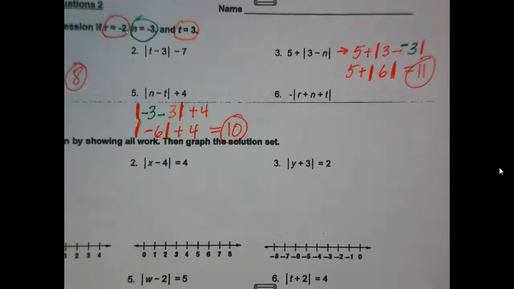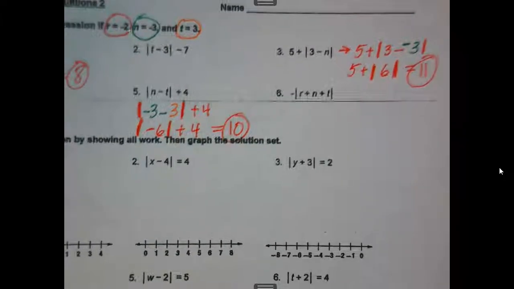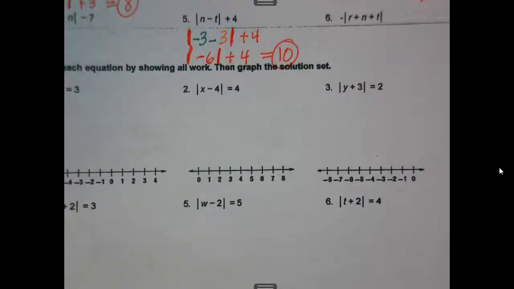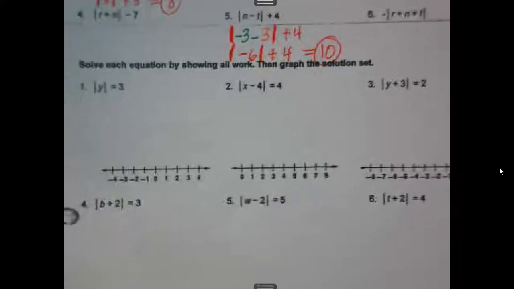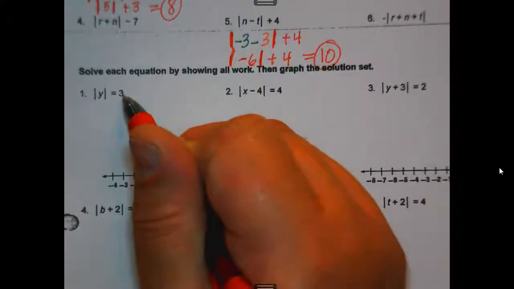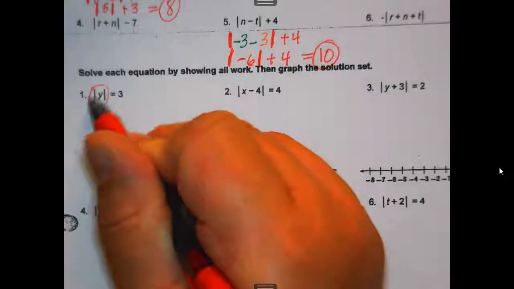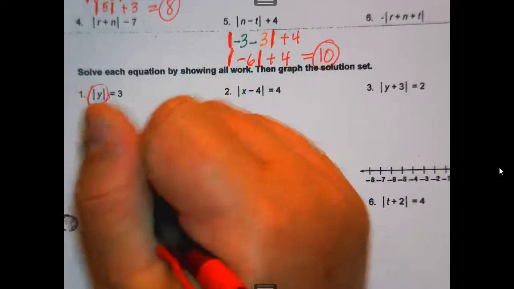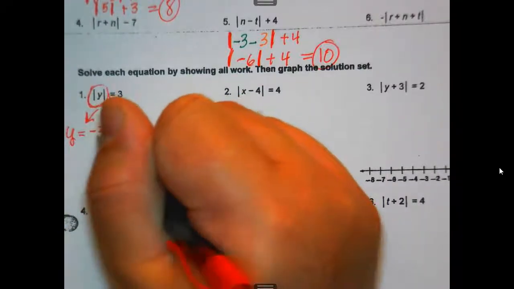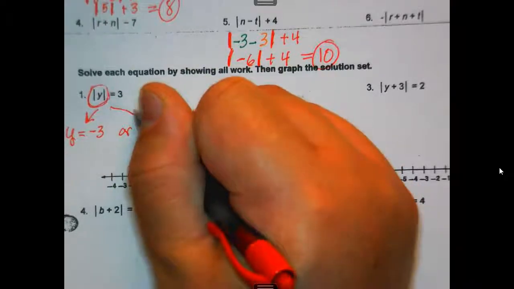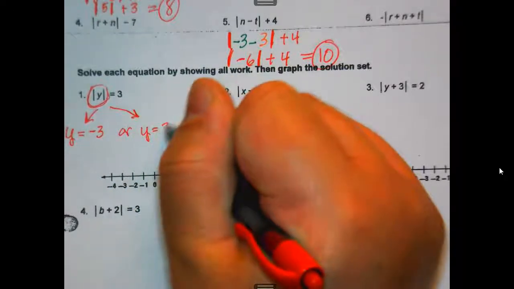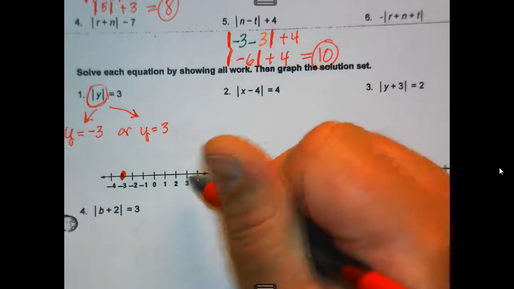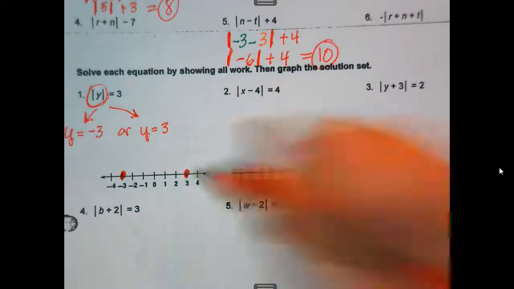Okay, graphing our absolute value equations are pretty easy. It's just 2 points. Let's do number 1. Okay, I have a positive 3. I have my absolute value by itself. It's equal to positive 3. So I split it up. Y equals negative 3 or Y equals positive 3. Okay, so those are just points. All we're going to do is just put points at positive 3 and negative 3. And I'm done.